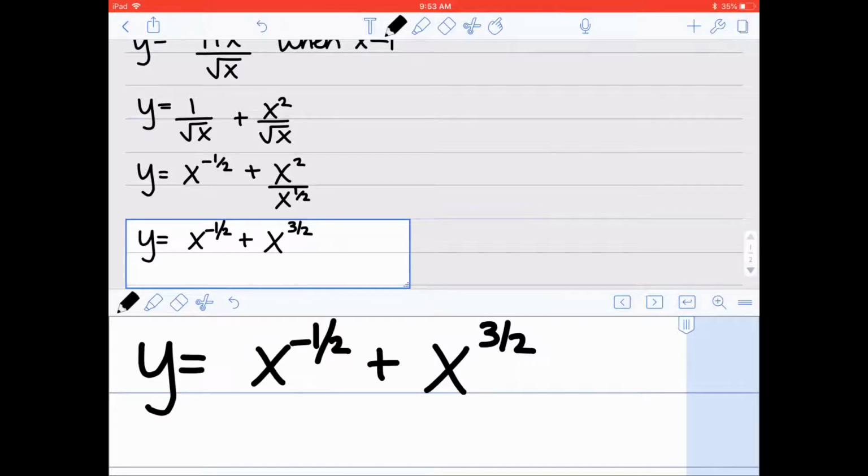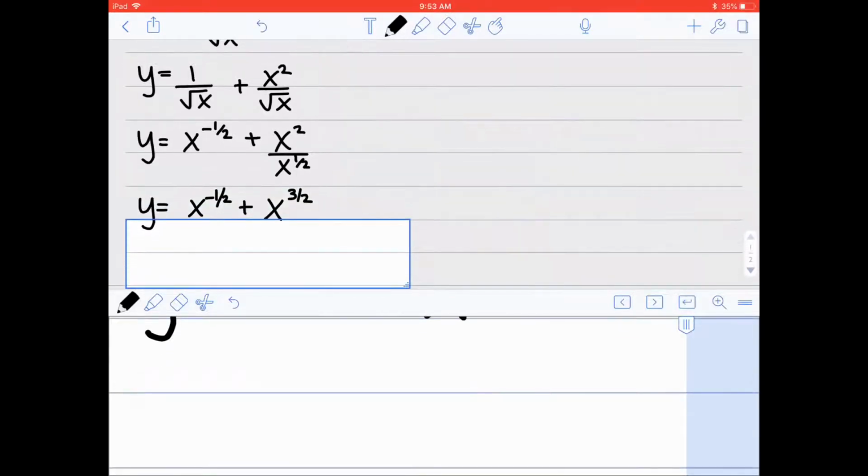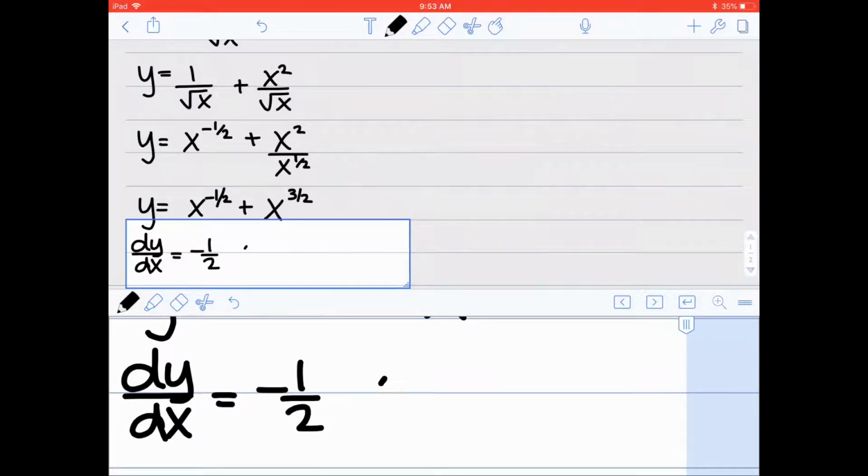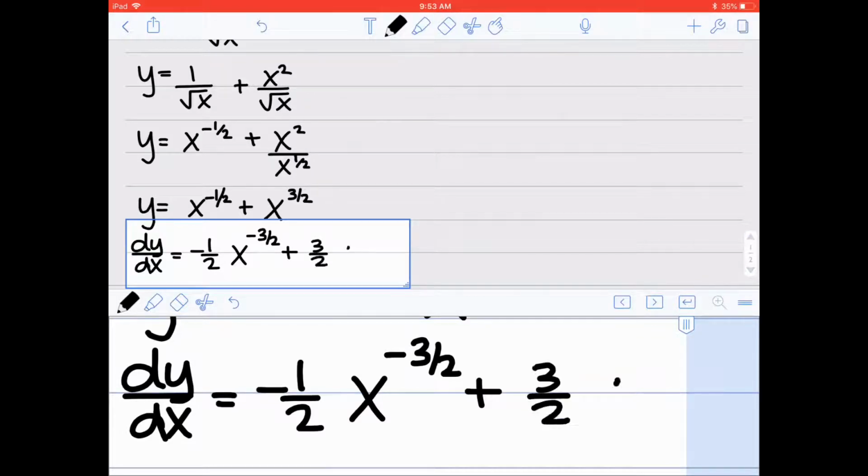Okay, so now I can go ahead and actually find my derivative. So I'm going to say, here I'll use the other notation, dy dx, so the derivative of y, is I take the negative 1/2 and move that to the front. So negative 1/2 x, negative 1/2 minus 1 is negative 3/2, plus multiply the 3/2 to the front, 3/2 x, and then 3/2 minus 1 is positive 1/2.